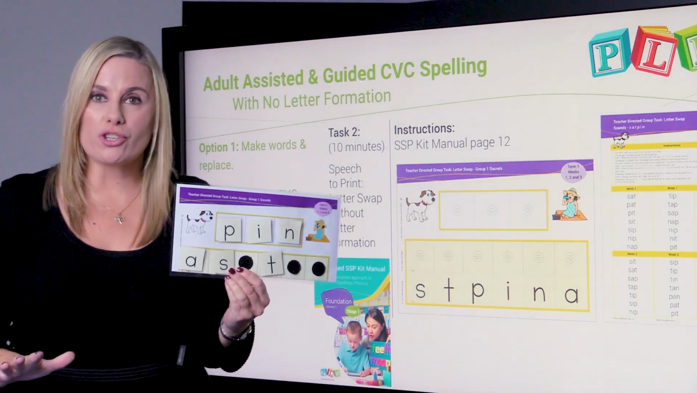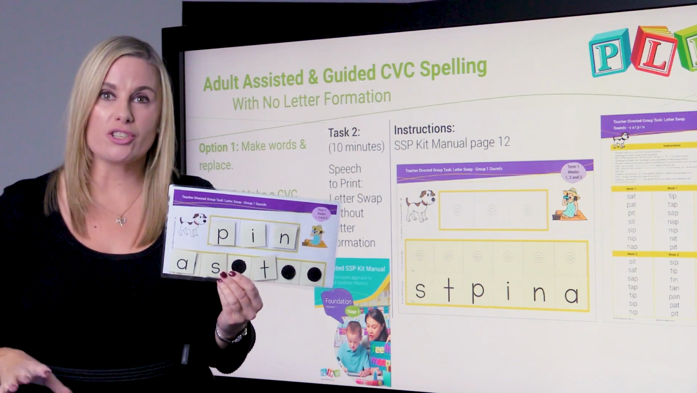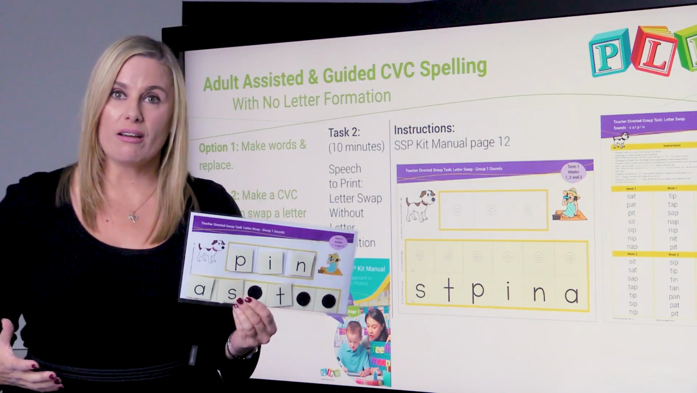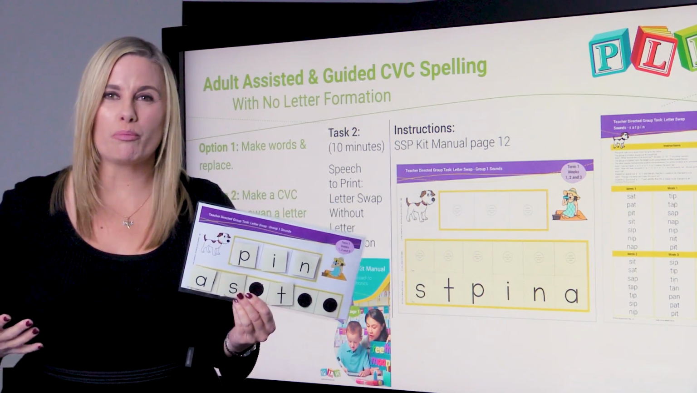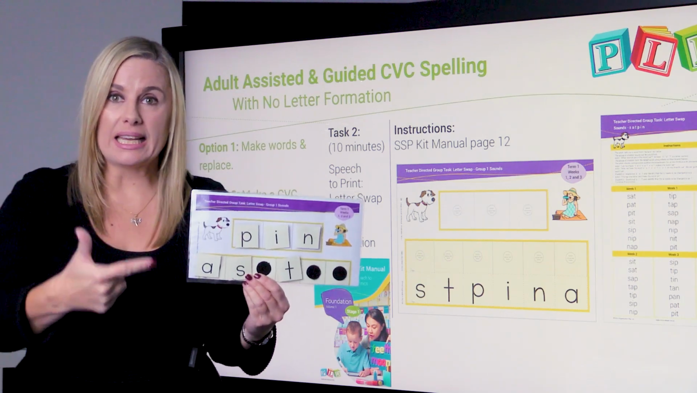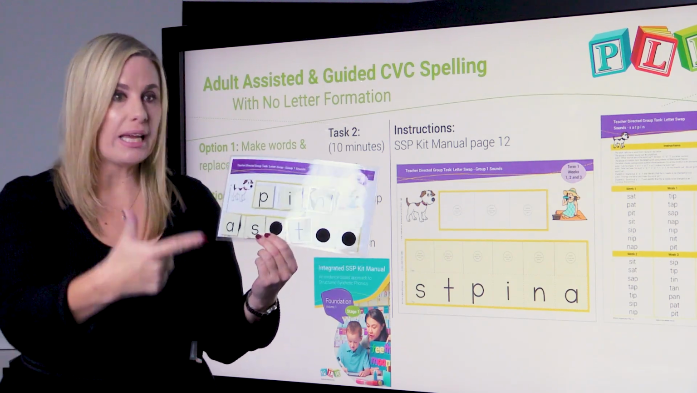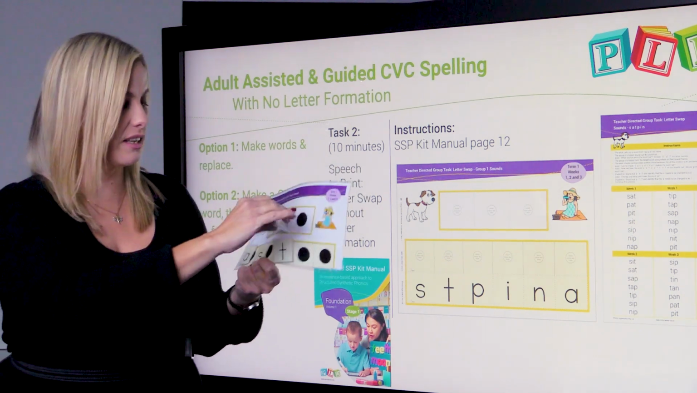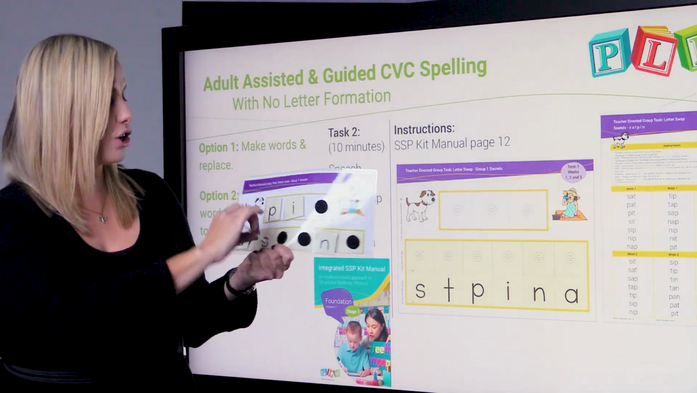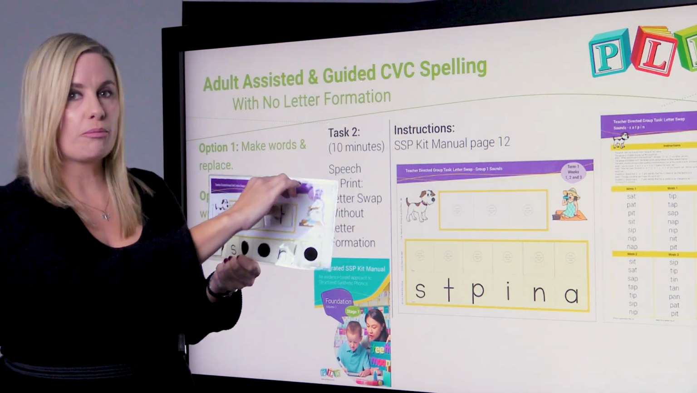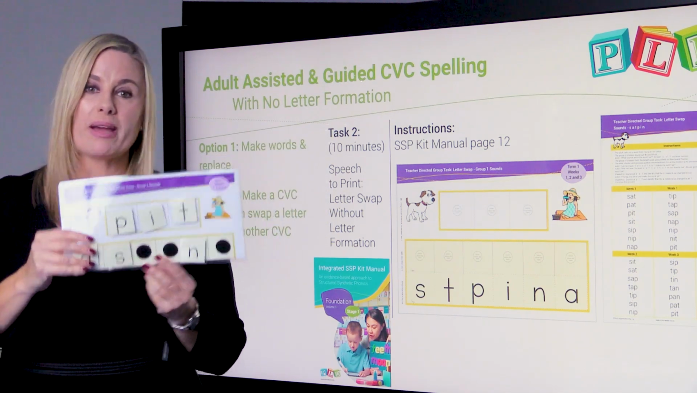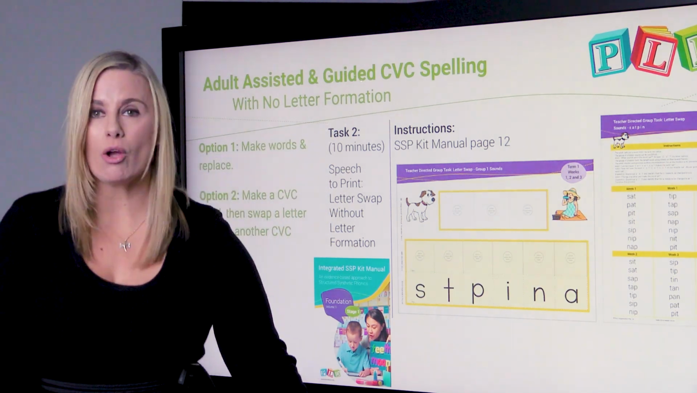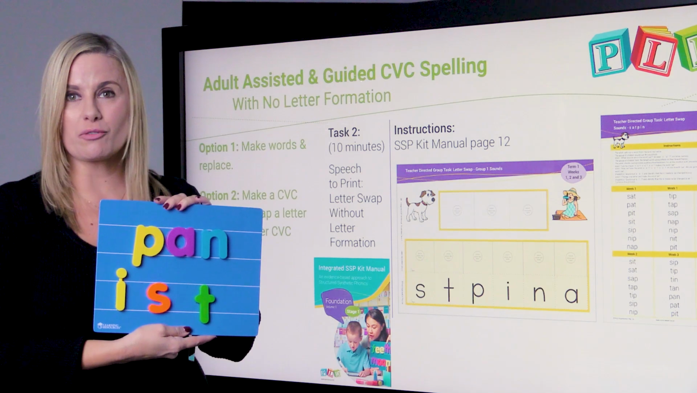P-I-N. I want you now to change the word for me to the word pit. Pit. What are my sounds in the word pit? I have it, it. What am I changing out? The final sound. It. Now you may choose to use the letter swap activity or the magnetic tiles.